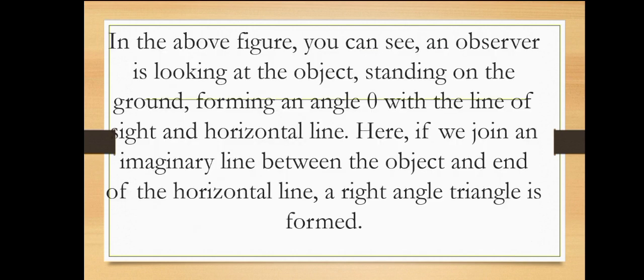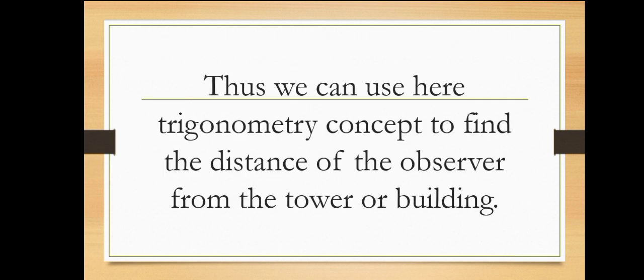So in the above figure, you can see an observer is looking at the object, standing on the ground, forming an angle θ with the line of sight and horizontal line. Here, if we join an imaginary line between the object and the end of the horizontal line, a right angle triangle is formed. Thus, we can use here trigonometric concept to find the distance of the observer from the tower or building.